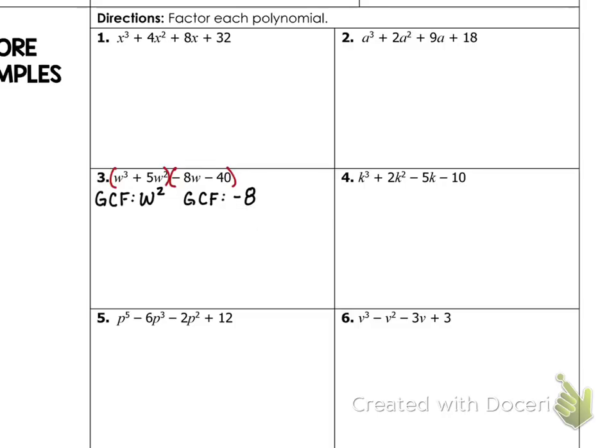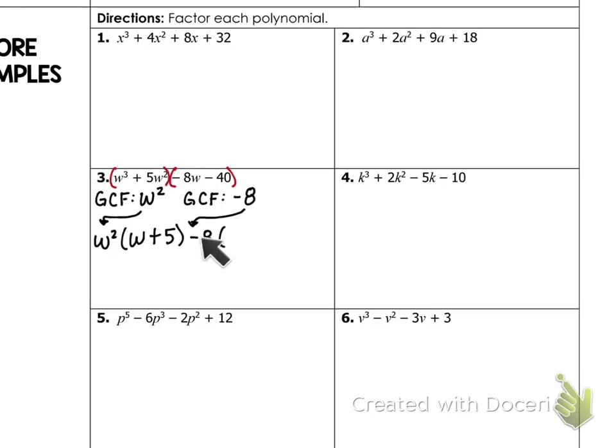Okay, all right, so let's rewrite the GCF down here, w squared. If we had w cubed and we took away w squared, we have w left. If we had 5w squared and we took away w squared, we just have a 5 left. So drop down this GCF and rewrite it again down here, and then write a parenthesis and what's left over.